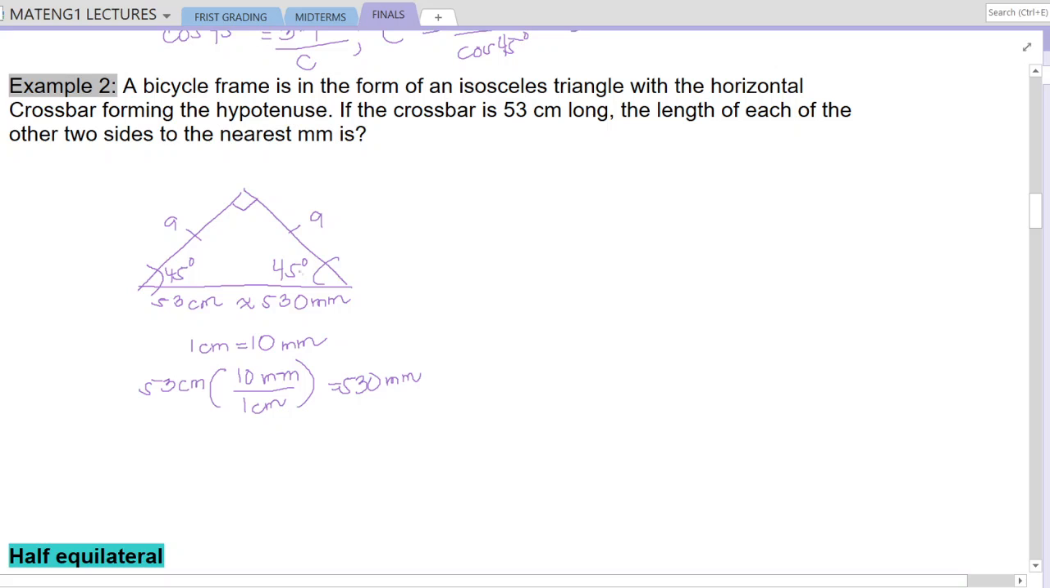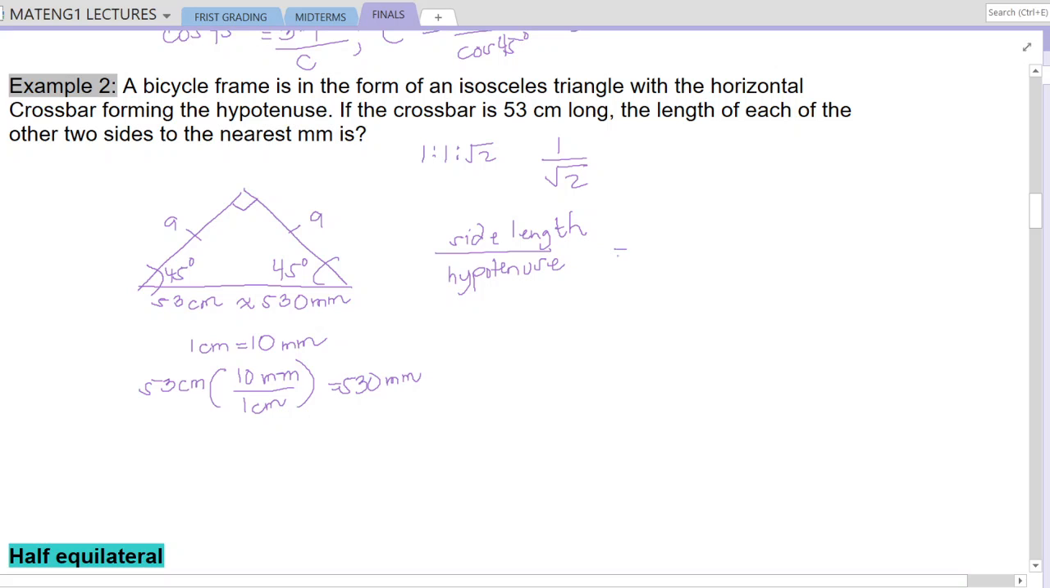Okay, so using the concept of the right angled isosceles triangle, using the ratio 1 is to 1 is to square root of 2, or that is 1 is to square root of 2. Okay, so having that one, that is side length is to the hypotenuse.